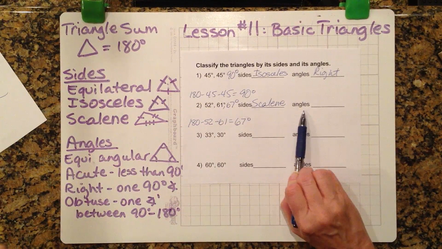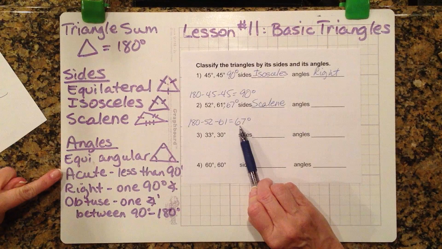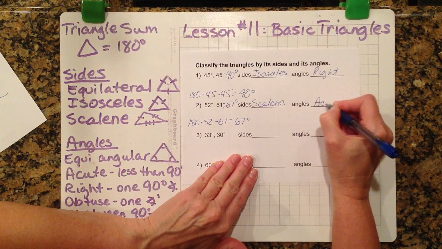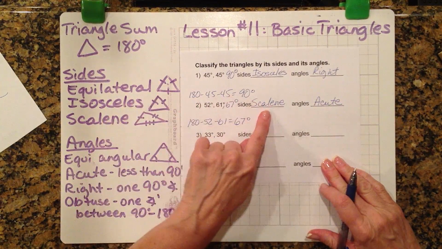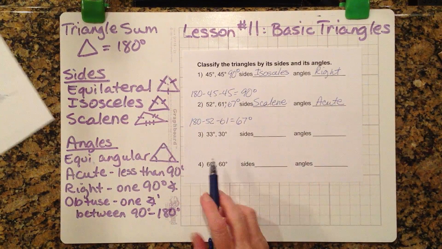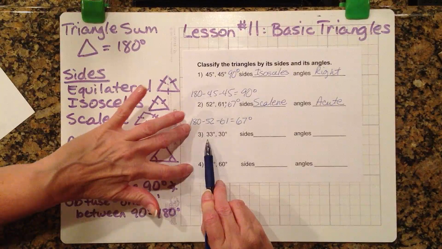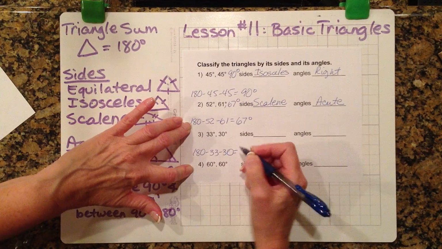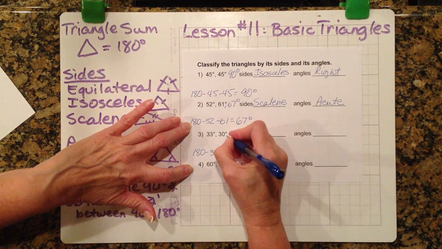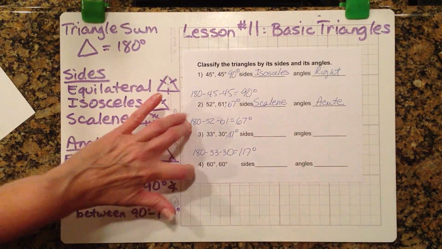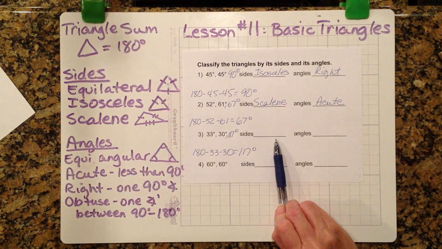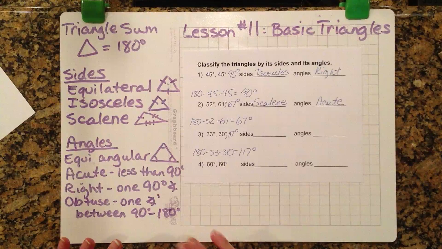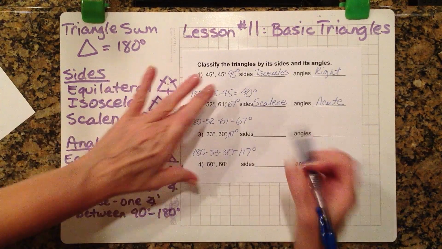Okay, angles. What kind of angles do I see here? I don't see a right angle. I don't see an obtuse angle. They're all less than 90 degrees, so that is acute. So this triangle would be scalene and acute. Let's look at number 3. I've got 33 and 30, so I'm going to take 180 minus 33 minus 30, and that gets me 117. So my third angle is 117 degrees. What can I say about the sides? I've got 3 different angle measures. They're all different. They're scattered. So it is going to be a scalene according to its sides.